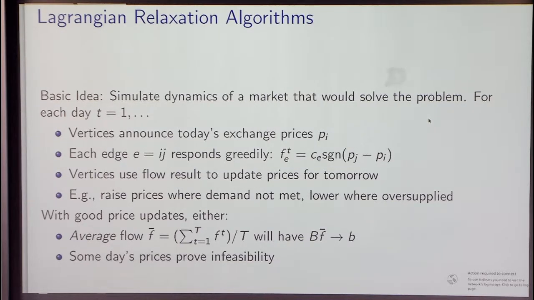And so the idea behind this is that hopefully, if we dynamically adjust our prices in a reasonable way, we should be able to show something like the average flow converges. So if we look at the sum over all days, this is a flow that is T times too big, so if we average it by T, this should converge towards b. Or alternatively, some day's prices will prove infeasibility. So this is the basic flavor; this is basically a framework, a huge family of algorithms. You have to specify the method for updating the prices, and for any method of updating prices, you get an algorithm.